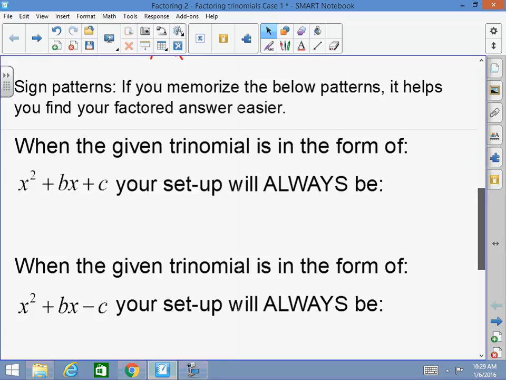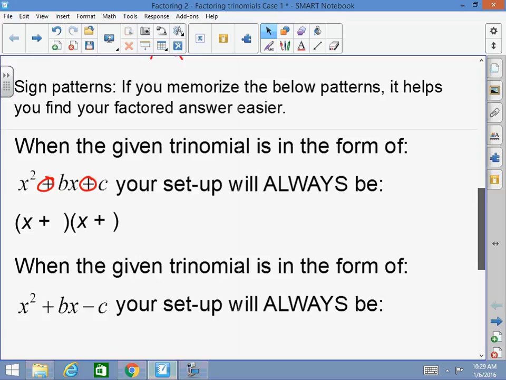Let me show you what I mean by what is this sign pattern stuff. If I have x squared plus bx plus c, do you see how I have a plus and a plus? Your setup will always be x plus something and x plus something. If I have a plus and a plus, then I have x plus x plus. So my setup is easy. x plus, done. Now you go into what times what is c, but when added together is b, but you know both of them are going to be positive. Simple.